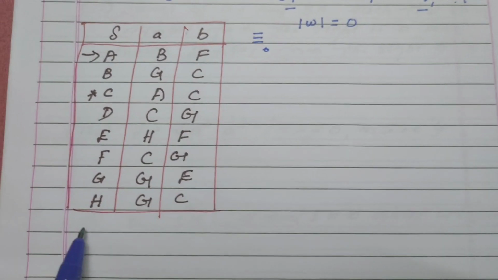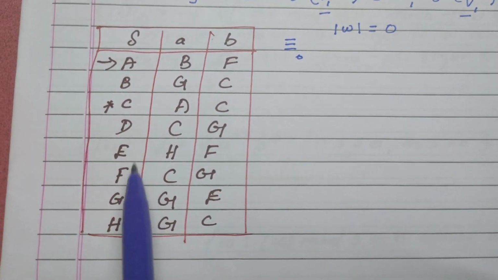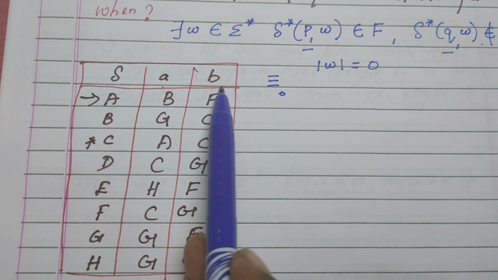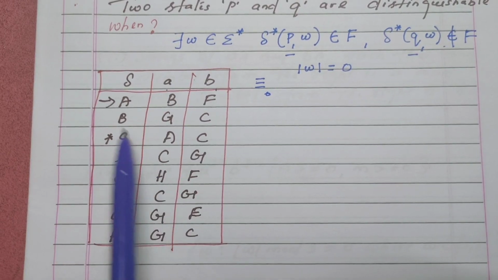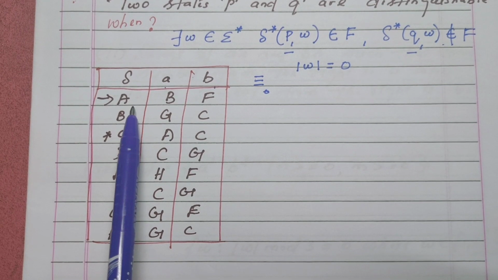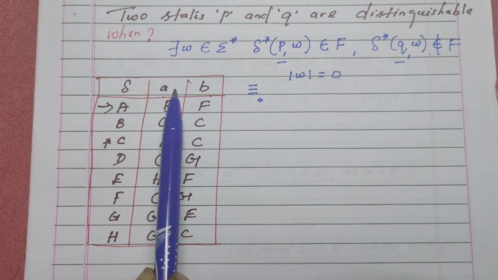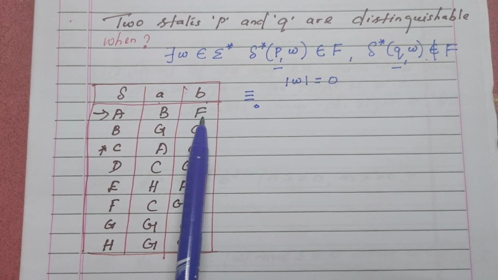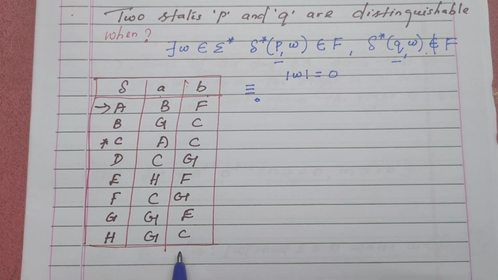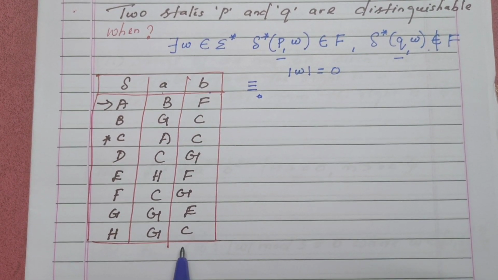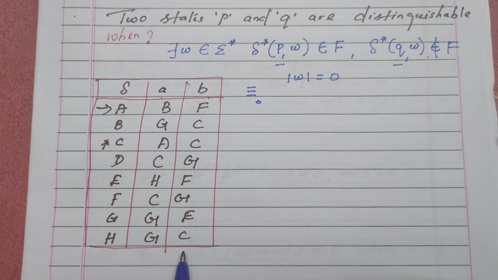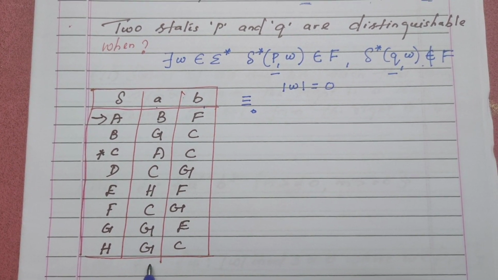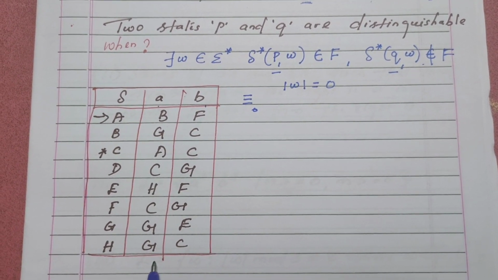So this is the given problem. The first column tells all the states. There are two input symbols, one is A, another one is B. You know the meaning of the transition table. From the state A, on reading A, it goes to the state B. From the state A, on reading B, it goes to F, and so on. So this is the transition table given for the problem. Suppose the problem is given as a transition diagram, it's better to convert the transition diagram into a transition table.